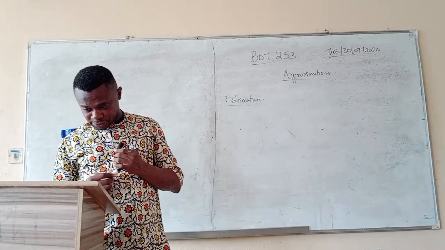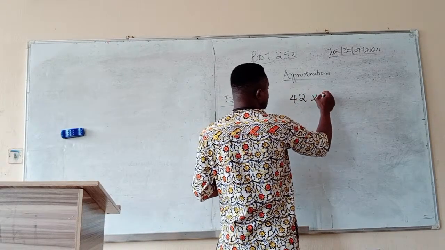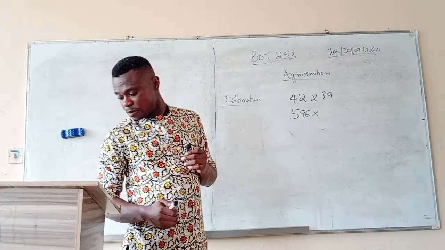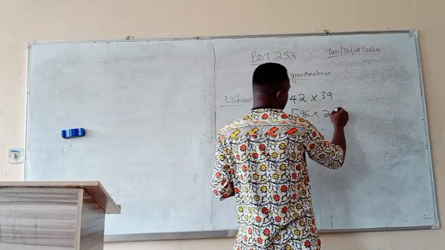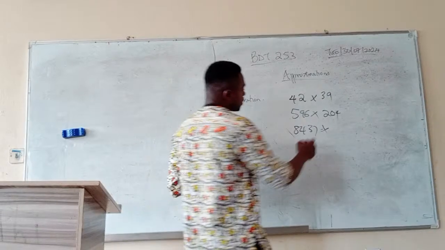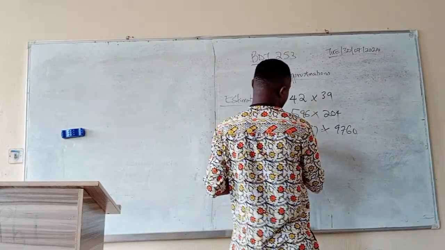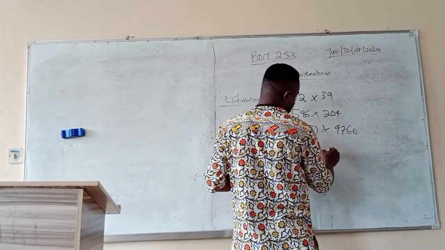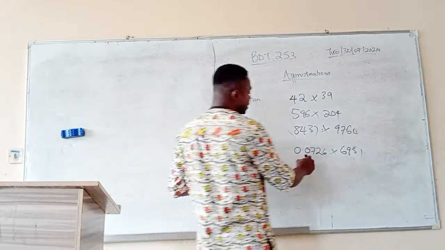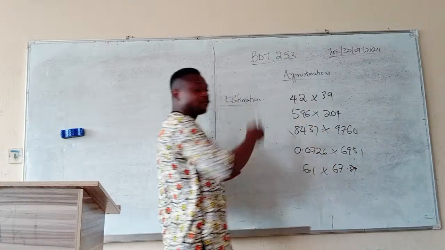All right, let's look at these operations. We have to estimate the product of the following: 42 times 39; 596 times 204; 8431 times 9760; 0.0726 times 6951; 6.1 times 67.39. All right, let's start from the first one.